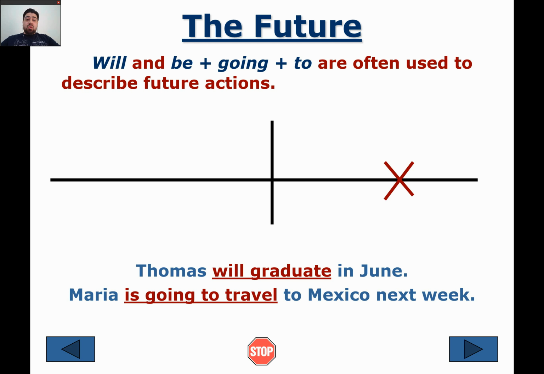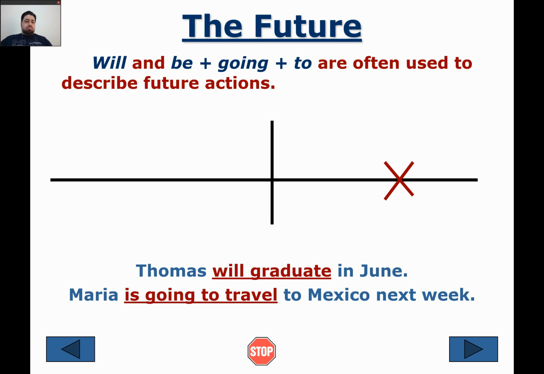In terms of grammar, will is used to indicate something that will happen in the future, that is expected to happen in the future. Look at the first sentence here, please. Thomas will graduate in June. We expect him to graduate at that time. However, we don't know what might happen. This is all in God's hands.